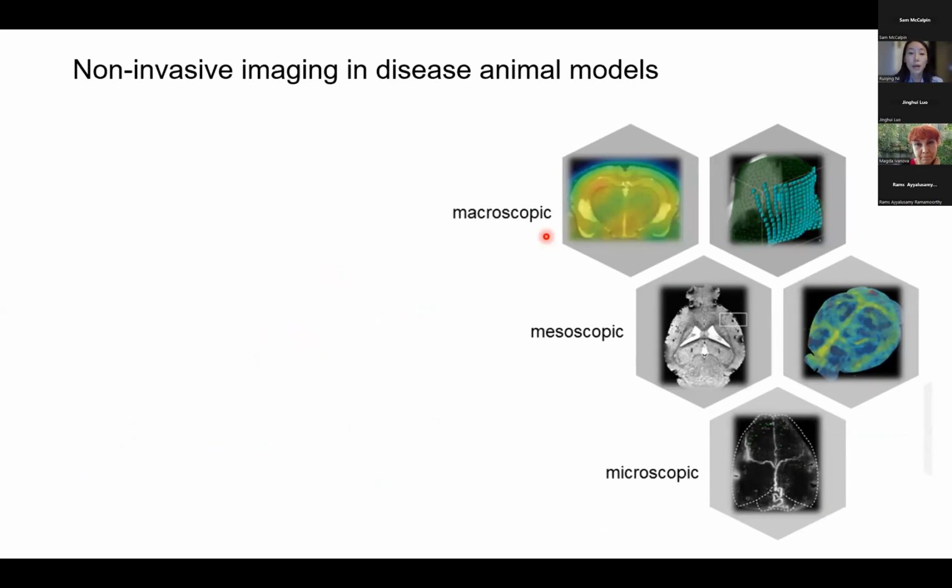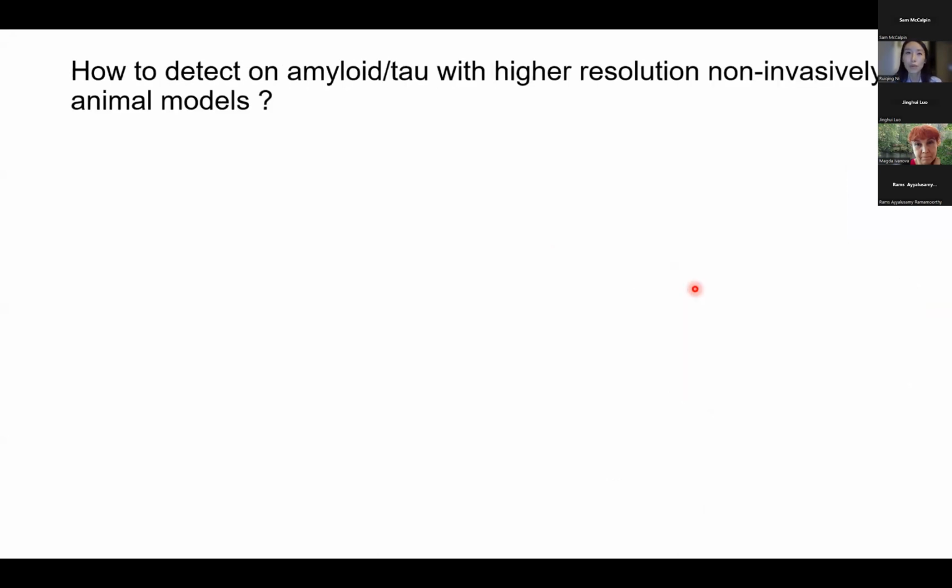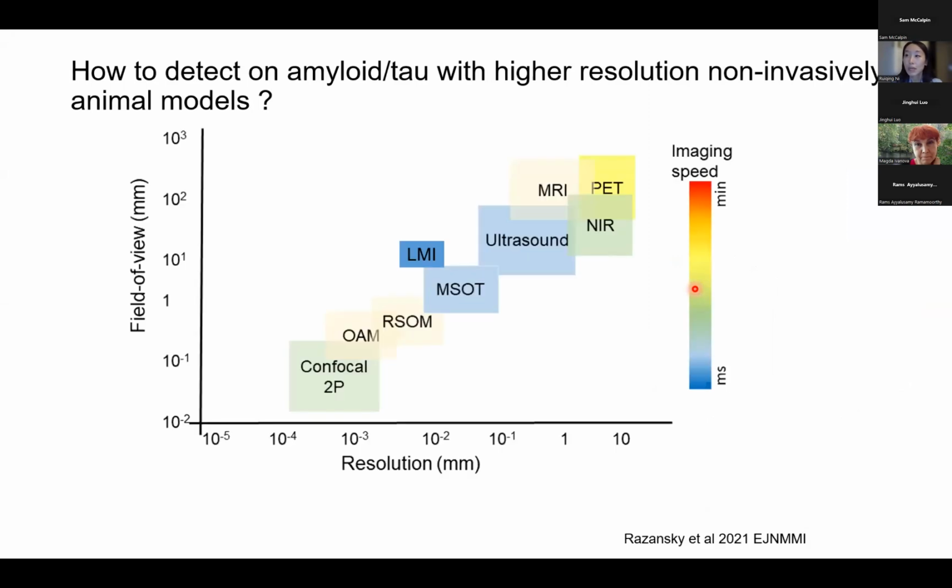We will discuss first the macroscopic imaging, such as by using PET imaging, the mesoscopic imaging by using photoacoustic imaging, and maybe MRI, and at a microscopic level by using fluorescence imaging. Our main question is, how do we detect A-beta and tau with high resolution non-invasively in animal models? Our purpose is to allow longitudinal imaging to follow up the distribution change and to monitor the change after treatment. Different imaging modalities have been developed in recent decades, including MRI and PET, which provide a whole brain field of view, but relatively low resolution and imaging speed. Confocal and two-photon imaging offer very high resolution, but a rather small field of view.